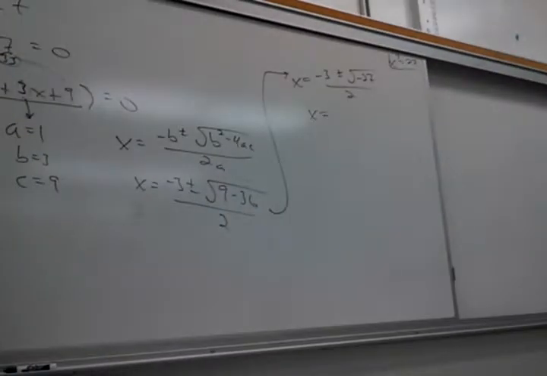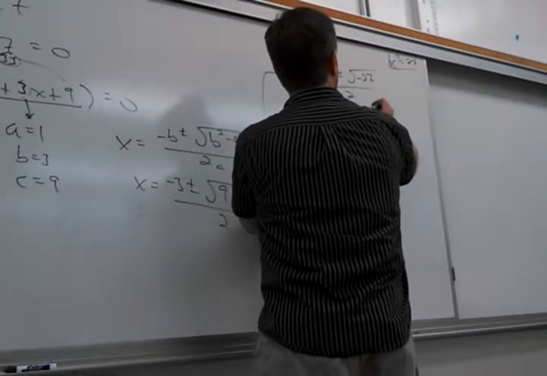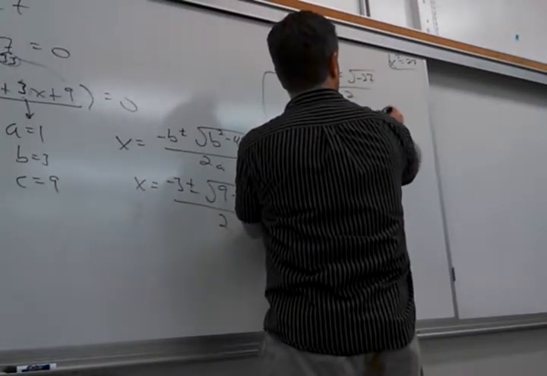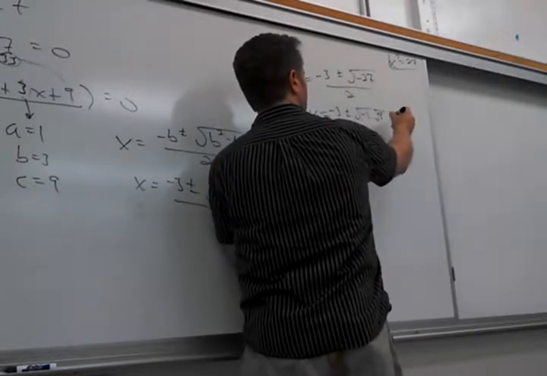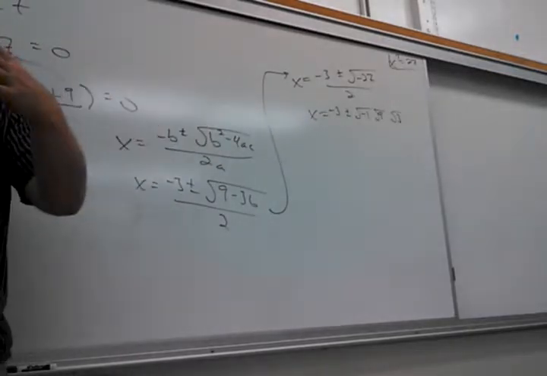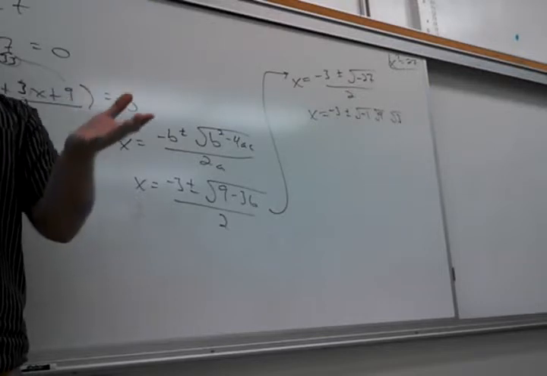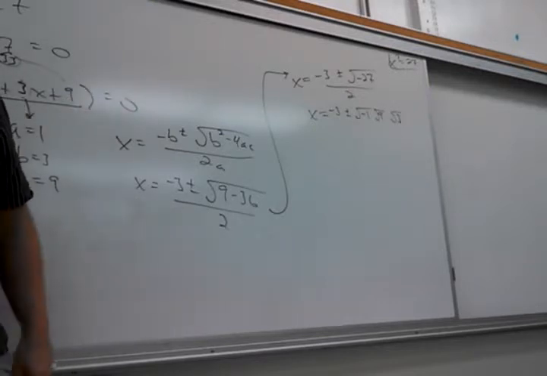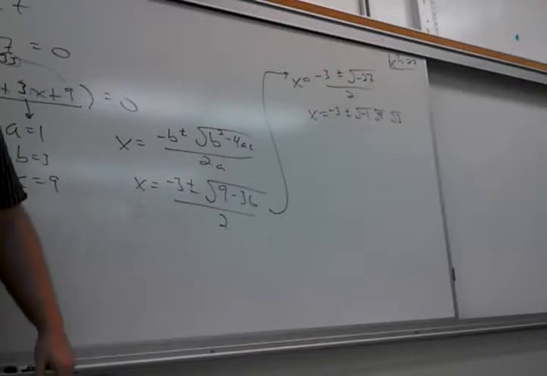So how can I break down the square root of negative 27? This will be the square root of negative 1, the square root of 9, the square root of 3. So that's how I can break it up. Because 27 can be broken up as 9 and 3. Why would I do that? Because I can do the square root of 9. So I have to simplify the radicals whenever I can.